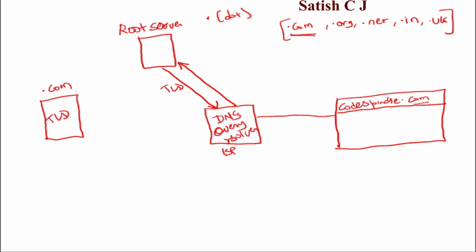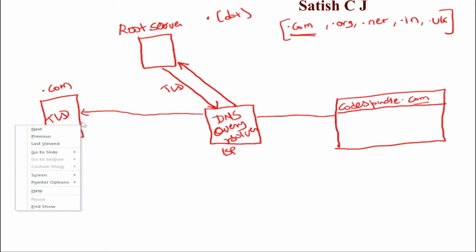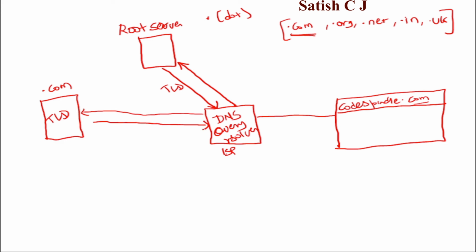So that is the info that it gives, and our DNS query resolver will now contact this top level domain server, which is going to hold information about .com domains. We have many top level domain servers across the globe, and this is not going to actually supply us with the IP address. Rather, it's going to give the DNS query resolver information about authoritative name servers.